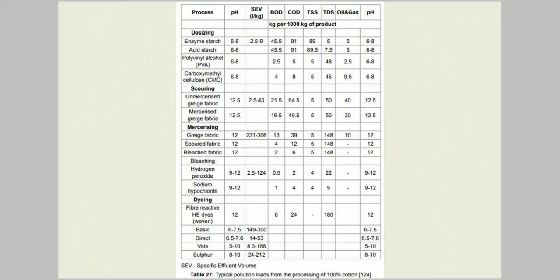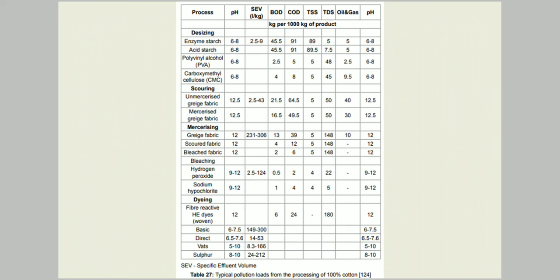For mercerizing, the pH is around 12, and the effluent produced is about 231 to 306 liters per kilogram. So it contributes a large volume to the overall process. In the overall process, mercerizing contributes the largest volume of water effluent obtained. And next comes bleaching. In the bleaching operation, we use hydrogen peroxide or sodium hypochlorite bleaching agents. So it is obtained in the effluent.